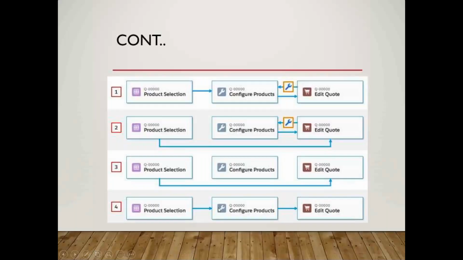If I selected allowed add, it will give you the product selection screen. It will give you the configure product screen, and then it will give you the edit code screen, but you will not see this type of button or symbol to go back and configure the products, right?